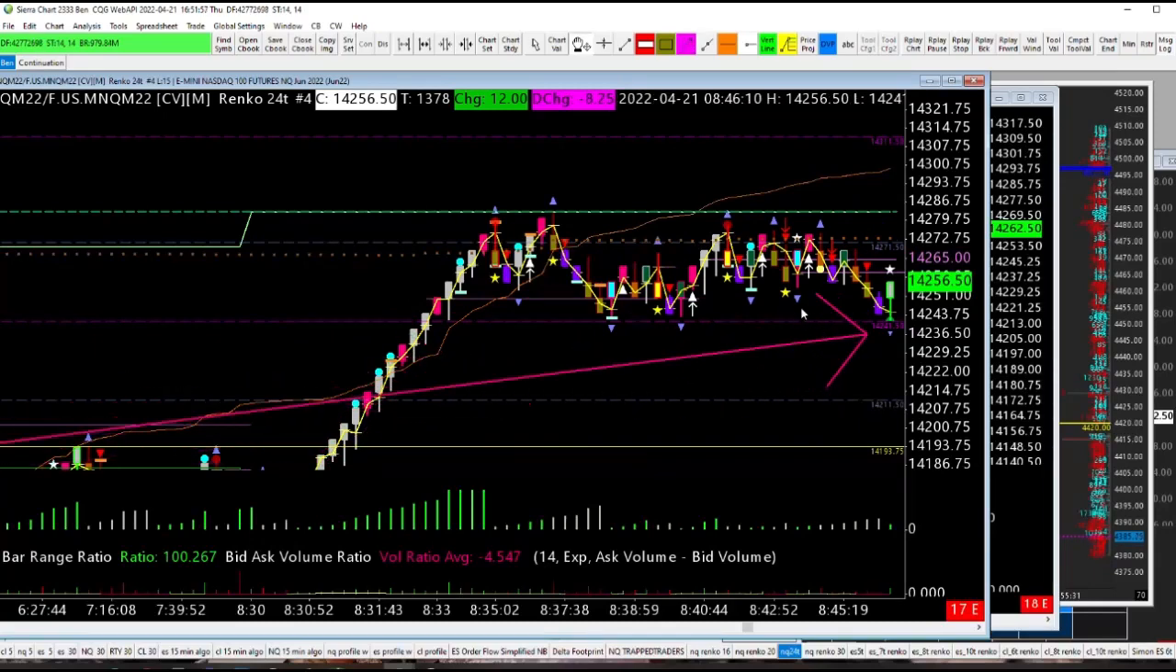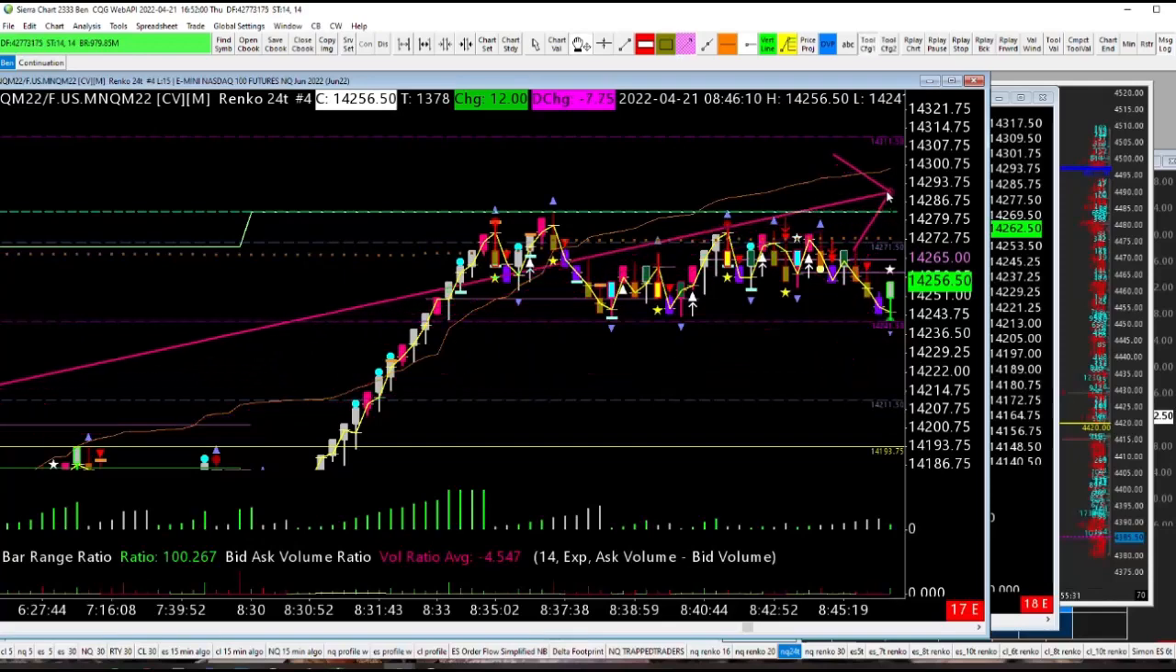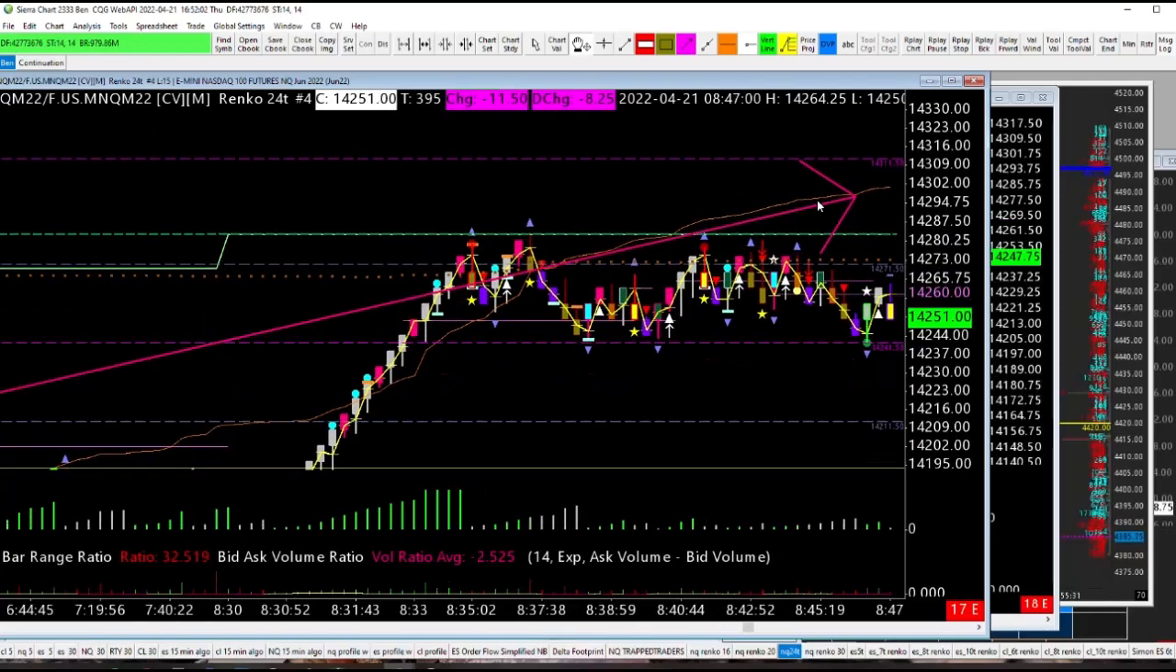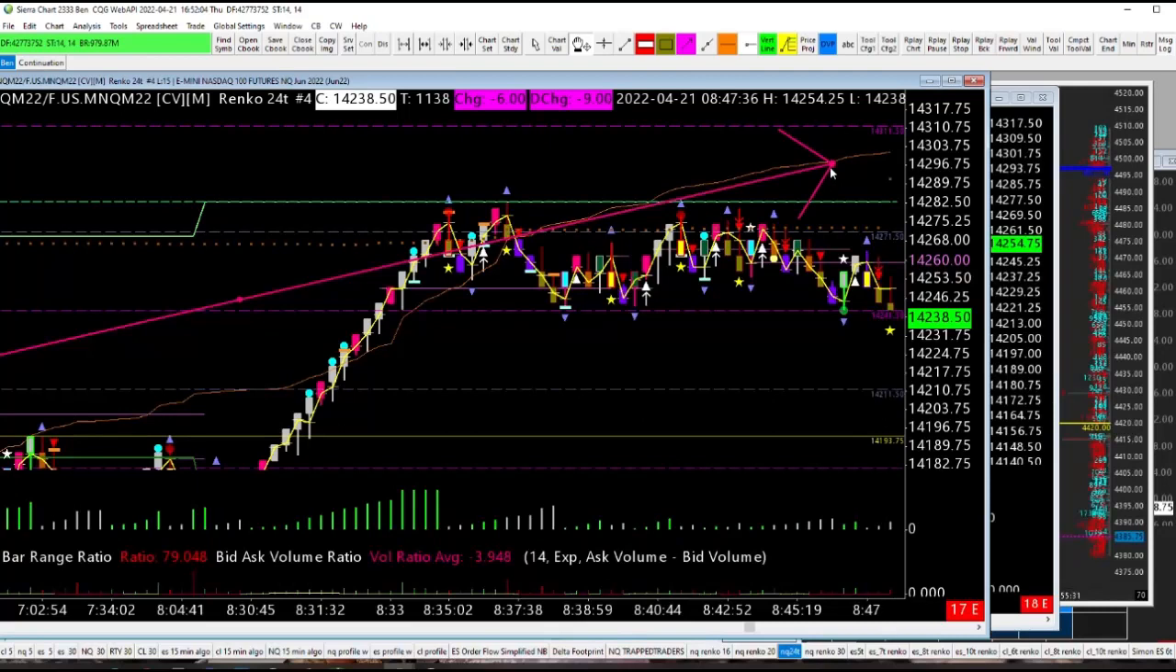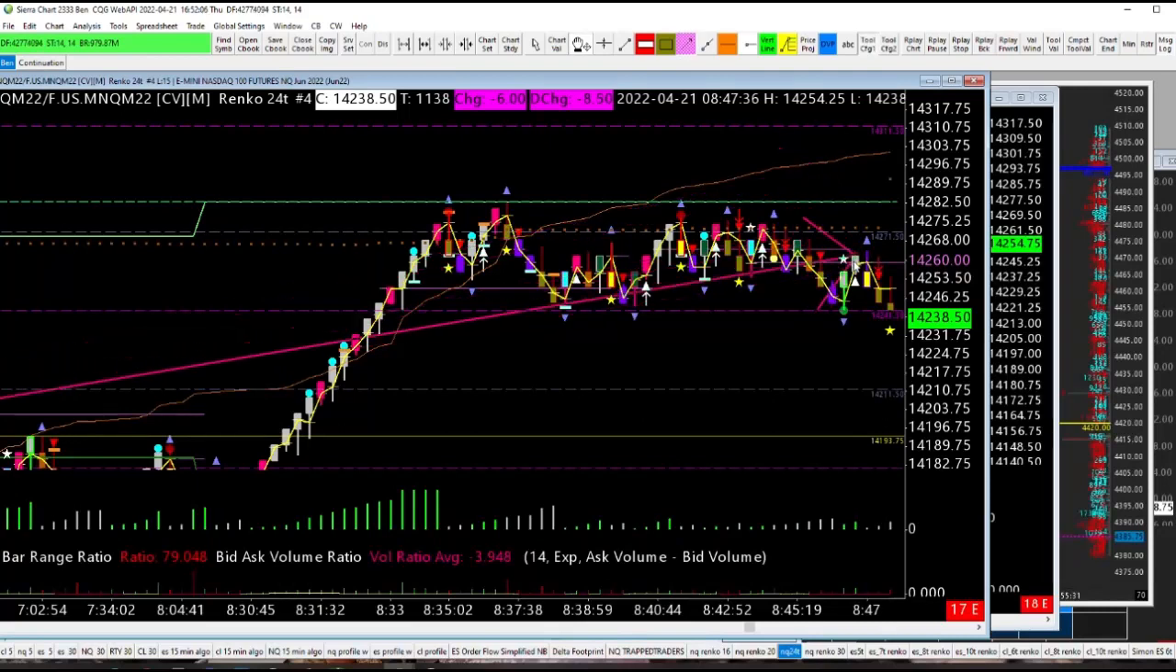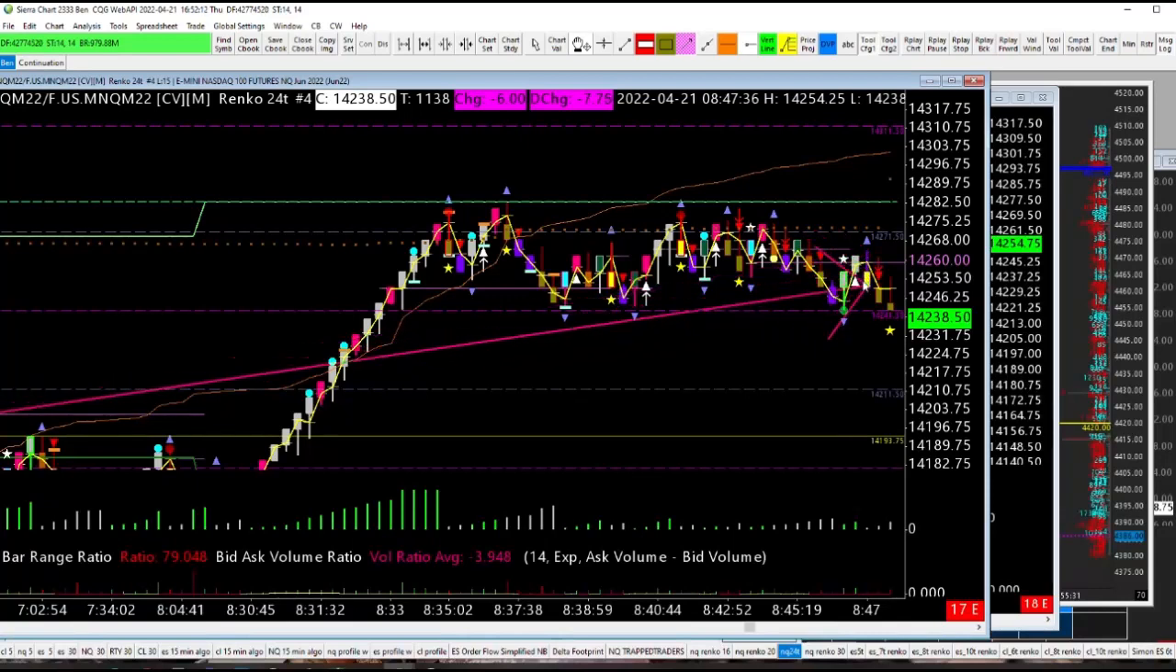So normally the next expectation is that we're going to come up here and test the 3x VWAP line, and we just don't even get close to that, right? We put in a sign of aggression, a yellow speed bar, so suddenly a seller showed up here.